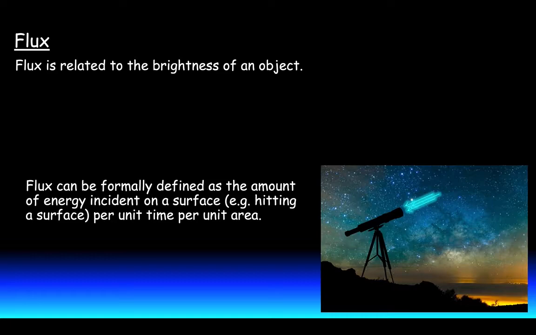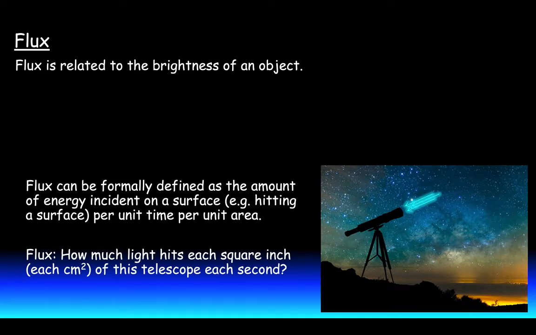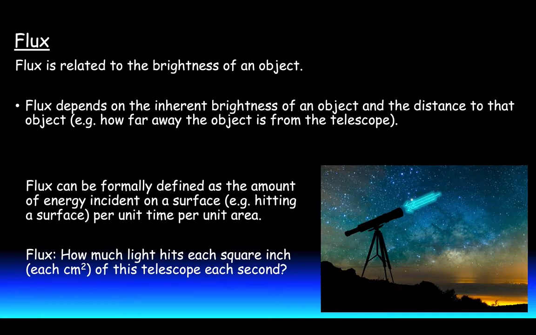Formally, flux could be defined as the amount of energy hitting a surface per unit time per unit area. So basically, when we define flux, we are just asking how much light will hit each square inch of my telescope every second. So flux will depend on the inherent brightness of the object and the distance to the object, because that will affect how much light is approaching my telescope every second.